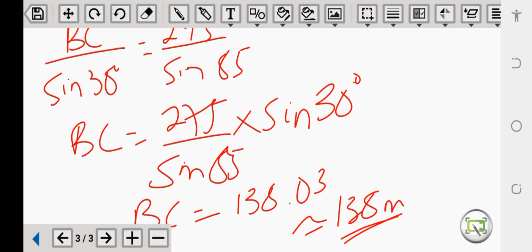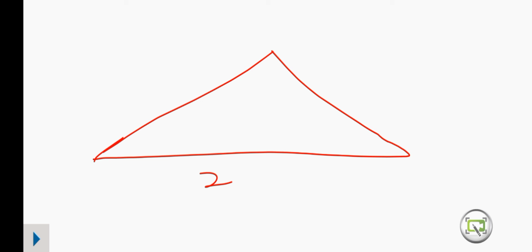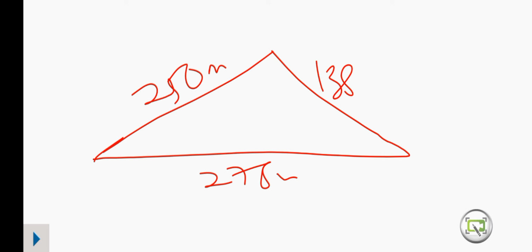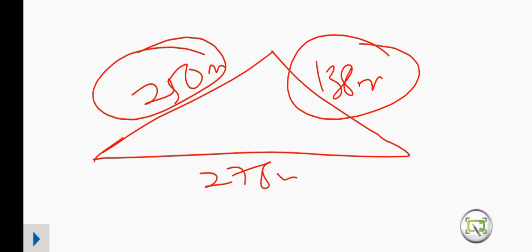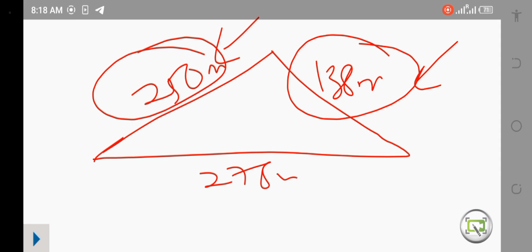So the streets will have lengths of 275 meters, 250 meters, and 138 meters. So these are the two lengths that we're looking for.